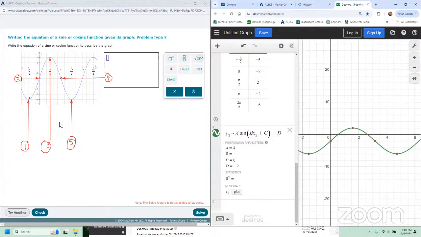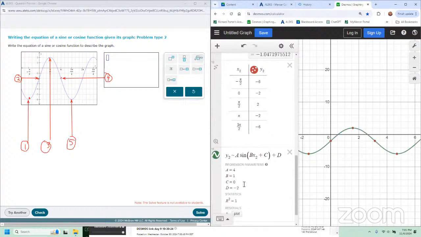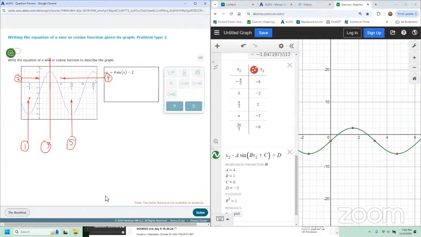Okay. Does this graph look like that? Well, I see the red dots and I see this green graph goes right through them. So this is the answer. Oh, and look at this. There are no pi's in the answer, so I can just literally type it in. I can do y equals a, which is 4, sine of b, which is 1, so I just do x, plus c, which is 0, plus d, which is -2. Okay, check that. And it's correct.